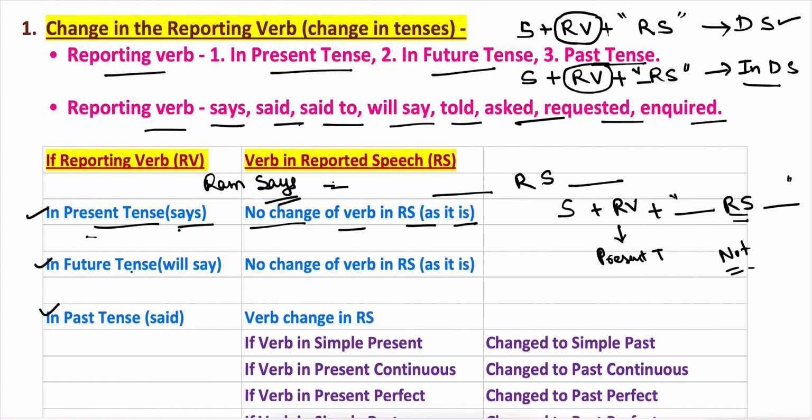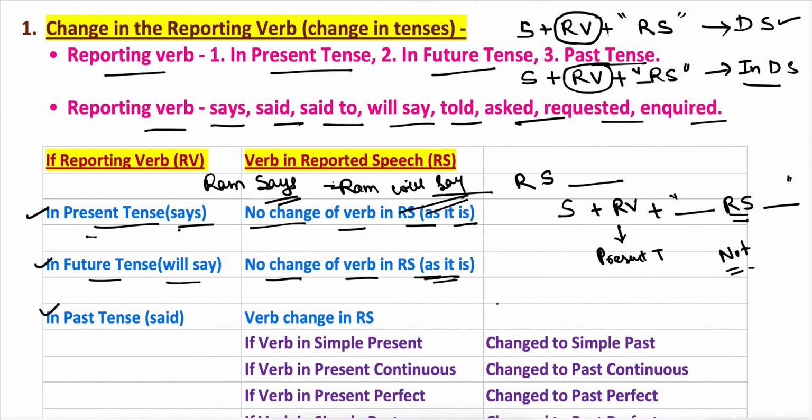Second, if the reporting verb is in future tense, for example, if in the sentence it is written Ram will say, so will say signifies that it is in future tense. So there will be no change of verb of the reported speech. The verb will remain as it is.